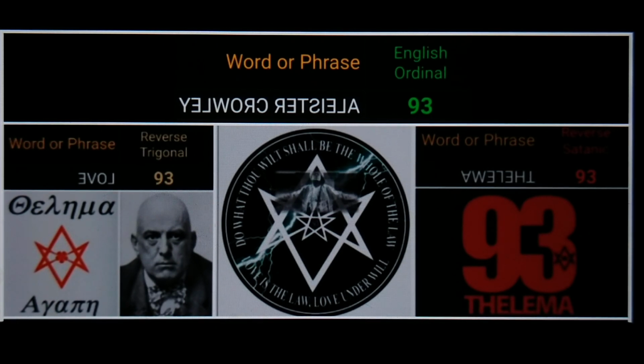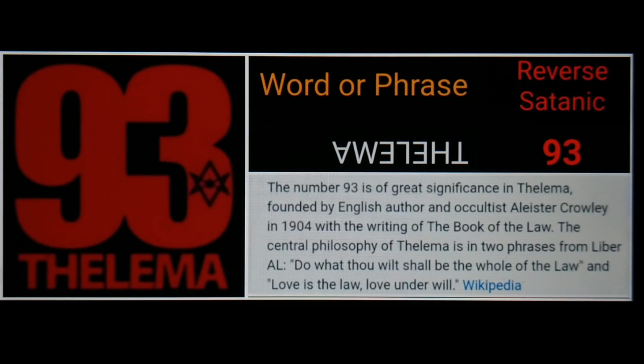But first, why 93? If you just do a search for 93 Thelema, you may come to the Wikipedia entry. It says the number 93 is of great significance in Thelema, founded by English author and occultist Aleister Crowley. The central philosophy of Thelema is in two phrases from Liber Al. Do what thou wilt shall be the whole of the law, and love is the law, love under will. Well, first of all, you see it says Liber Al.